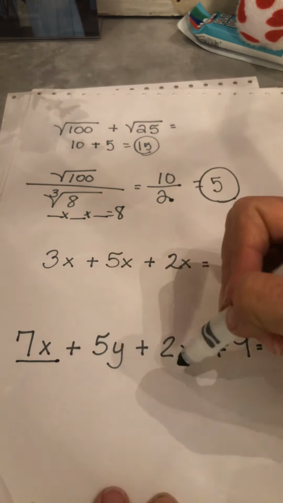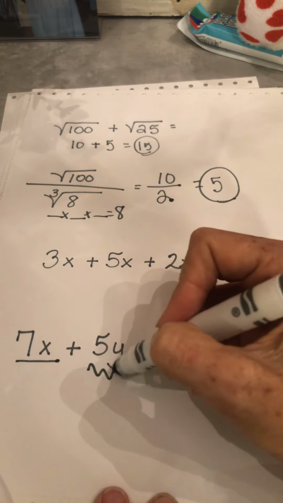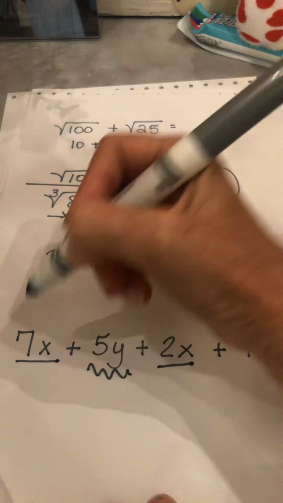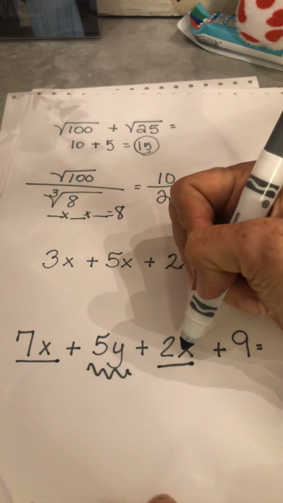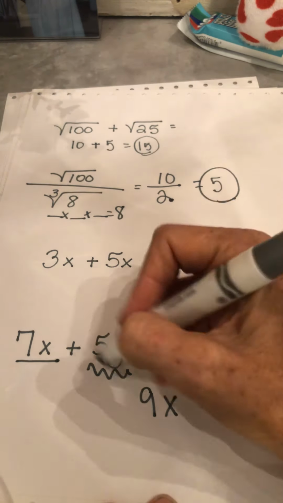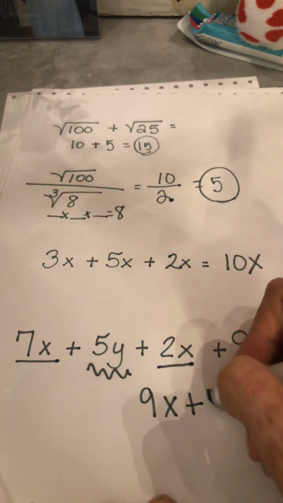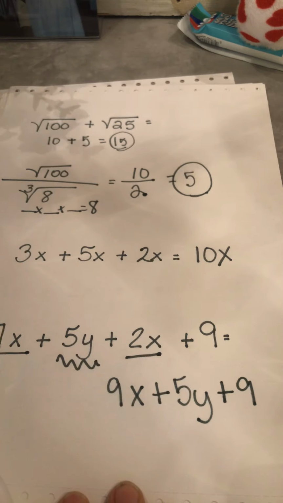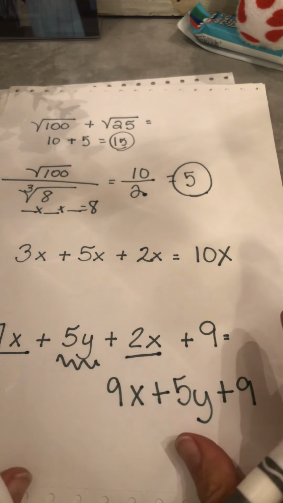Now this is a pinch different. I have x's, I have y's, and I have whole numbers. So I'm going to put my x's together. 7x and 2x is 9x. I have no more y's, so I'm going to leave it just as it is, plus 9. And that's all. That's the way I would leave it.